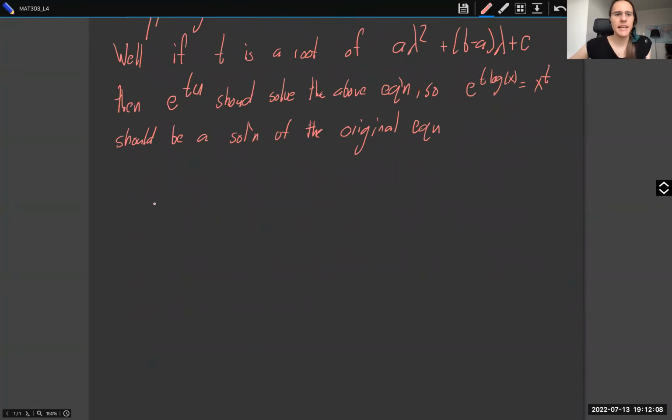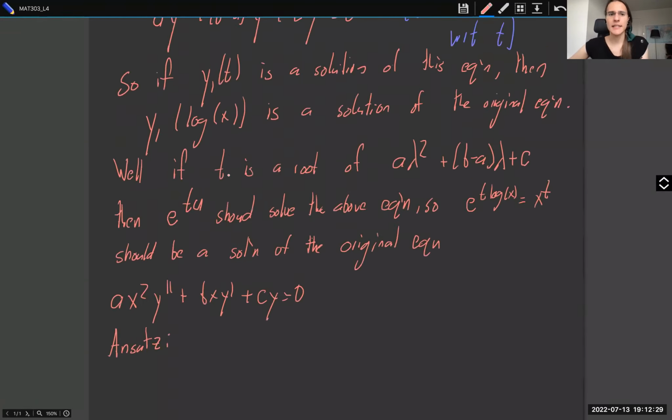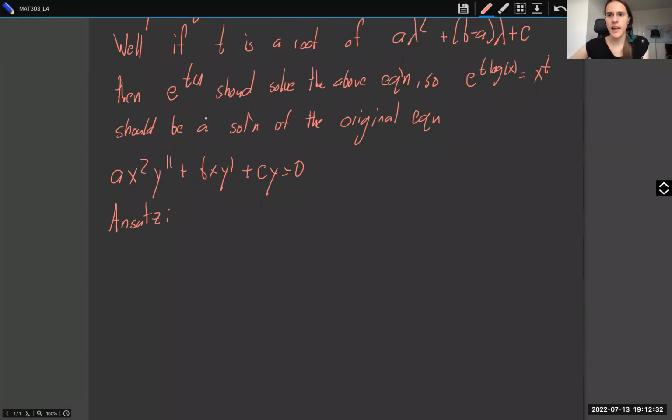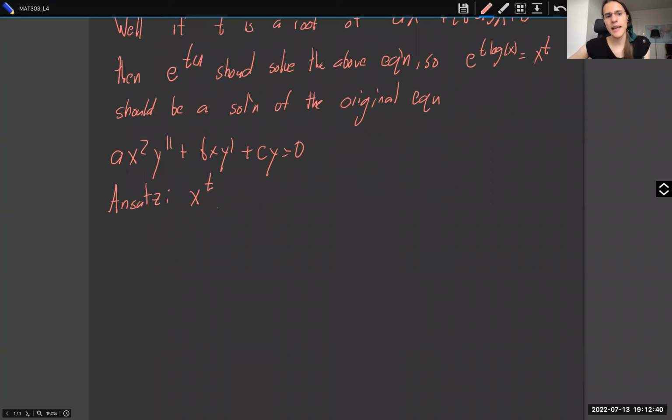And so what happens then is we go back to the original equation, which was a x squared y prime prime plus bx y prime plus cy is equal to 0, and we use the ansatz. So all of this process was for coming up with the ansatz that we're going to use. And before we used the ansatz e to the t x, now we're going to use the ansatz x to the t. So y is equal to x to the t.